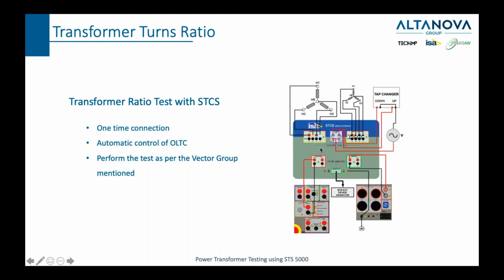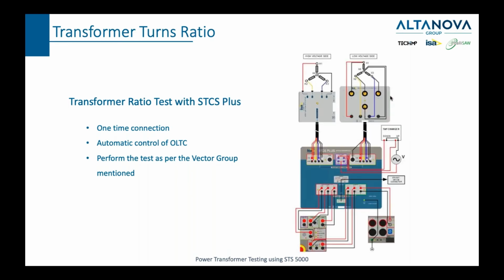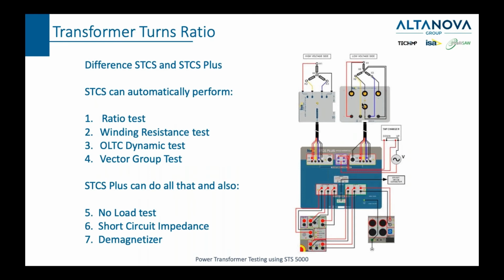You connect the device to STS and you connect the device to the transformer, primary and secondary side, and also the tap changer, which means that you can automatically do a test on all tap positions, and on all phases, which makes testing quite faster. Also, you can perform, as we mentioned, the vector group test, and if you're using STCS Plus, we will have 2 more, let's say, smaller boxes to connect, but it makes sense because there is a difference between STCS and STCS Plus.